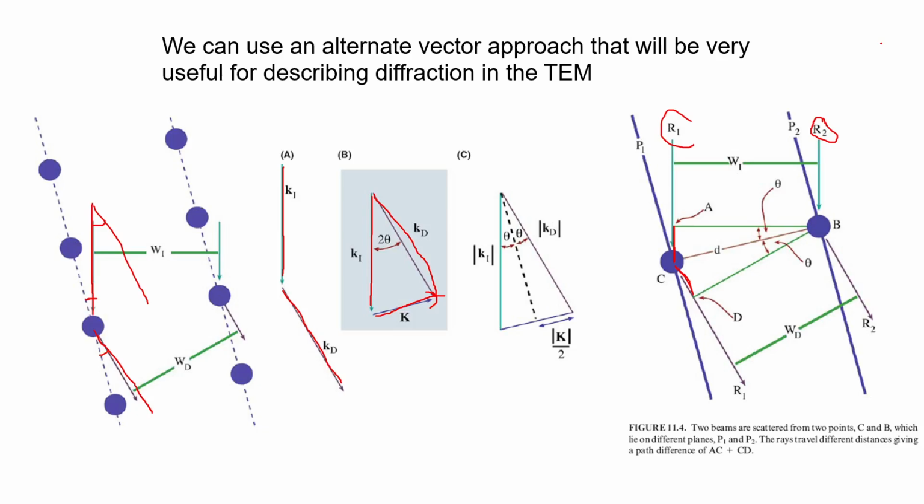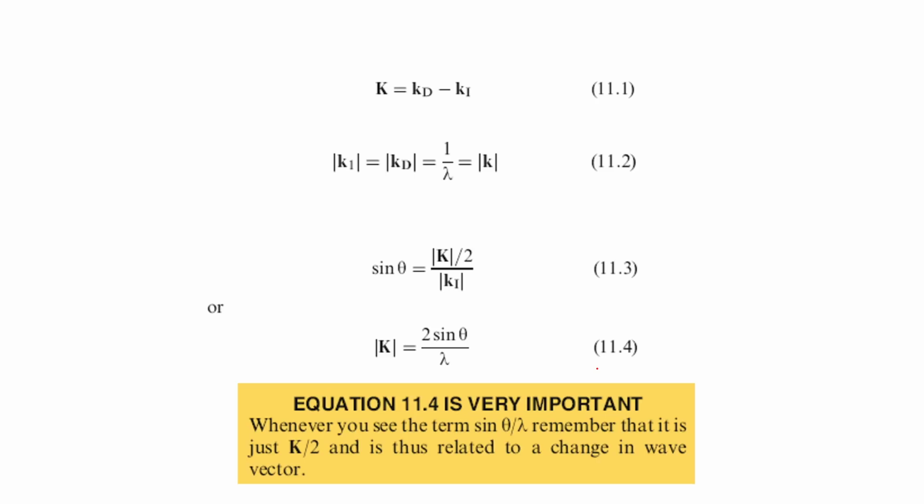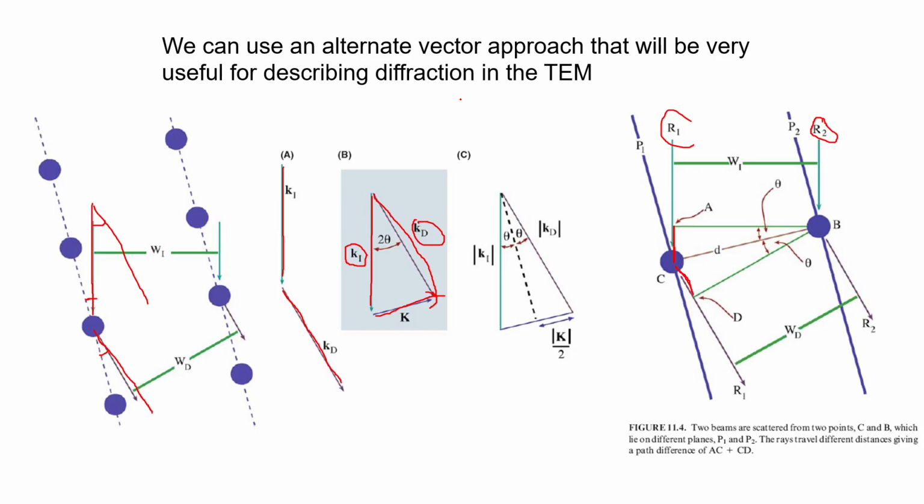Using this, you can see this incident one is known as the Ki vector, and your diffracted one is represented as Kd, and half of this K vector is known as K by 2. So using this vector, we can say that K will be equal to Kd minus Ki. Vector K, this one, will be equal to Kd minus Ki.